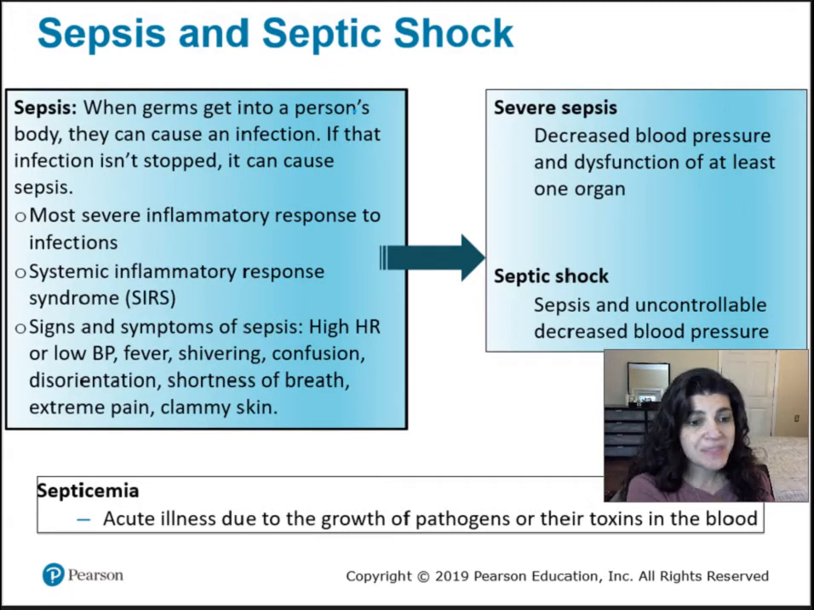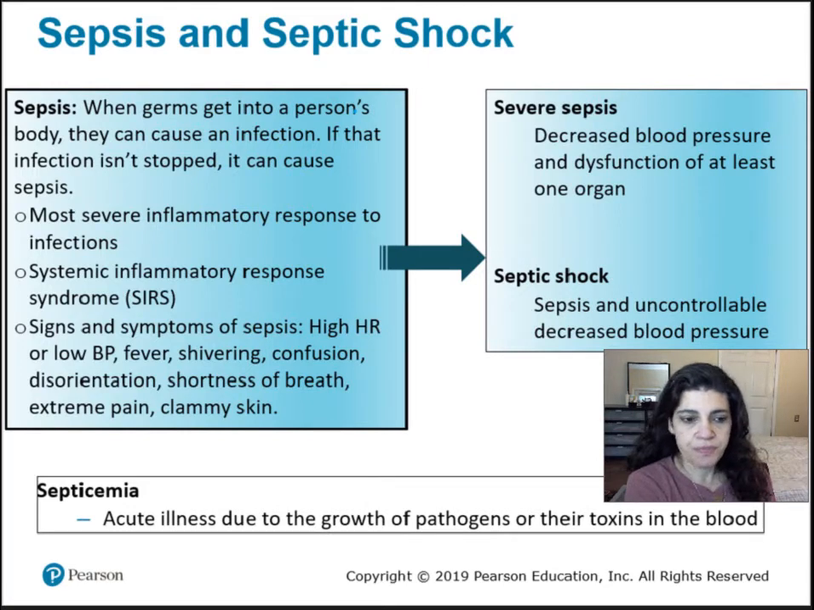Just to clarify, septicemia is an acute illness, which septicemia is not sepsis, okay? Septicemia happens when you have growth of pathogens or their toxin in the blood, okay? So if I say microbes are present in the blood, how do you call that? That's called bacteremia. Microbes are present in the blood and growing and proliferating. That's what you call septicemia, okay?